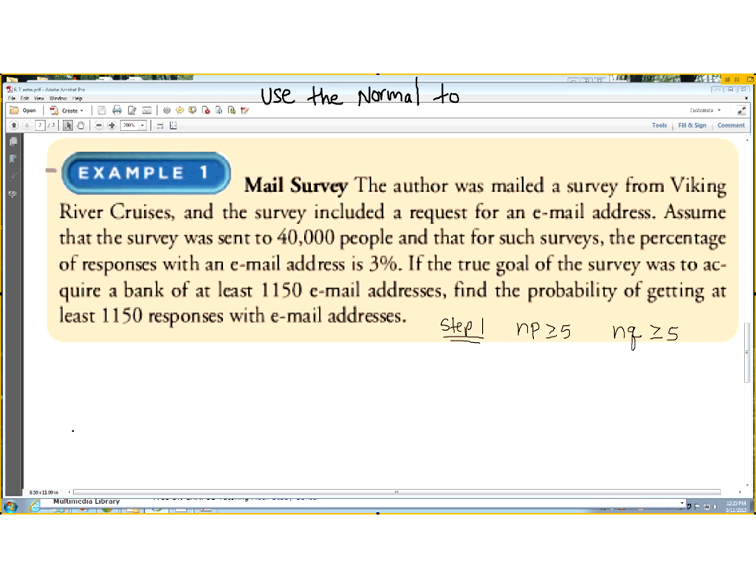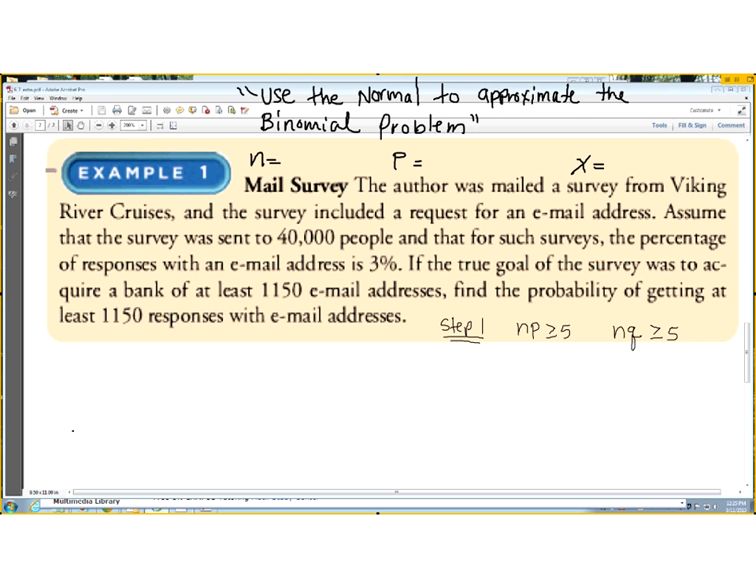So we have to make sure that this condition is met. I'm using the normal here to approximate the binomial. On the midterm, it will have to tell you that. It will have to say use the normal to approximate the binomial, this binomial problem, in order for you to use this method. Let's identify what n is, what p is, and we'll also identify what x is.